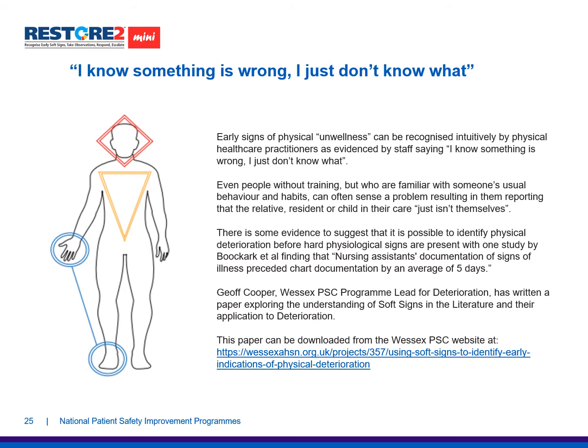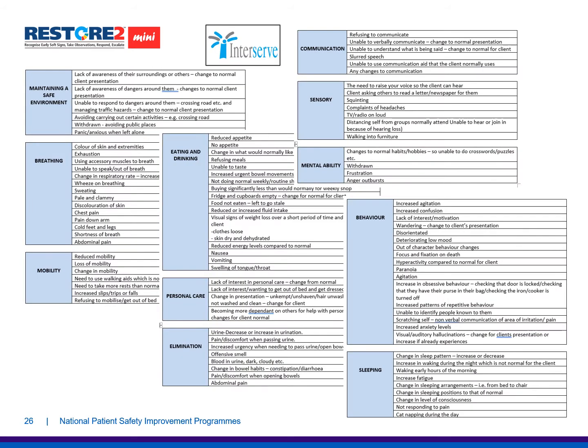And there is some evidence to suggest that it's possible to identify physical deterioration before hard physiological signs are present, with one study finding that nursing assistants could document soft signs of illness before charting signs by an average of 5 days. We've written a paper on this and it can be downloaded from the Patient Safety Collaborative website if you're interested in exploring this further. One healthcare organisation identified over 120 different soft signs and categorised them in a number of groupings.